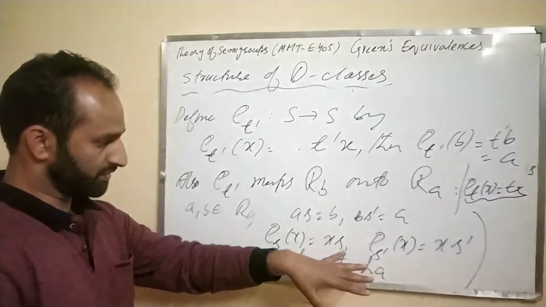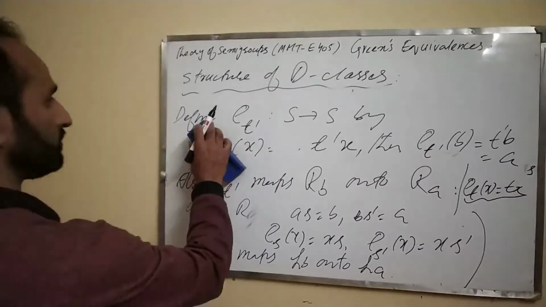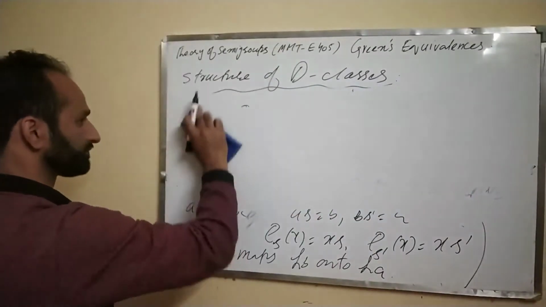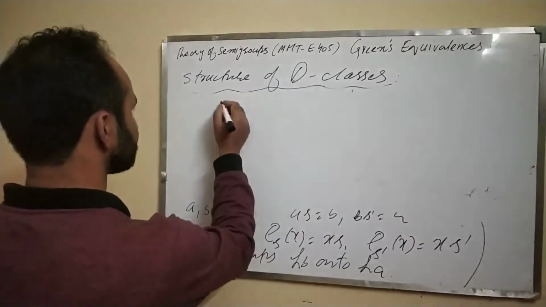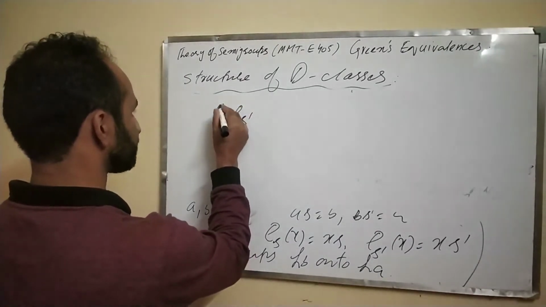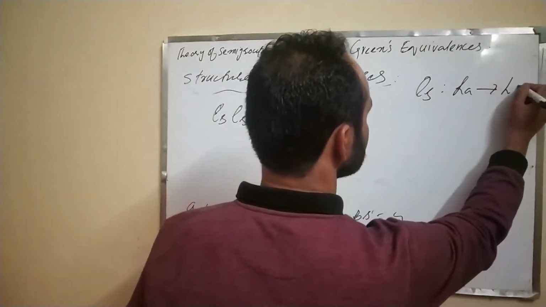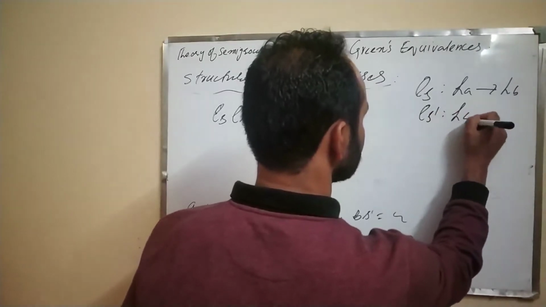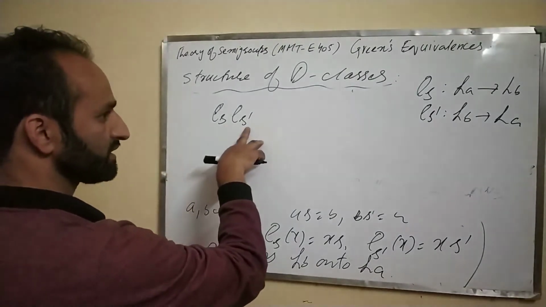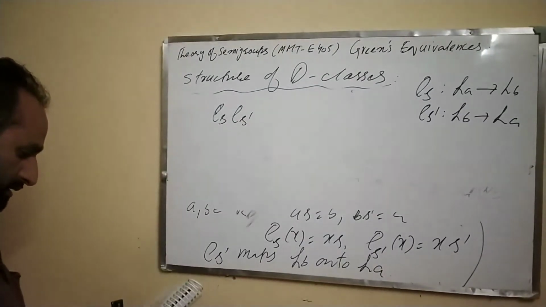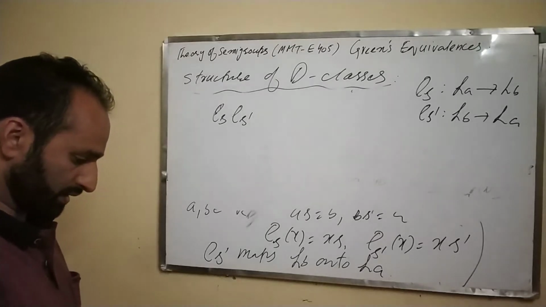So let's discuss these maps, rho S and rho S dash. We will see that they are inverses of each other when restricted to LA. Rho S maps LA onto LB, and rho S dash maps LB onto LA. So what's the composition? Rho S dash maps LB onto LA.